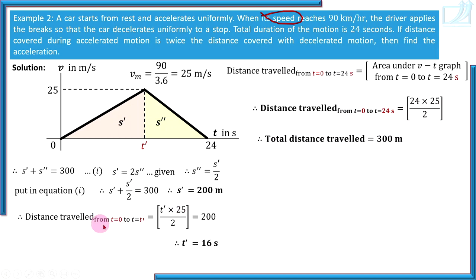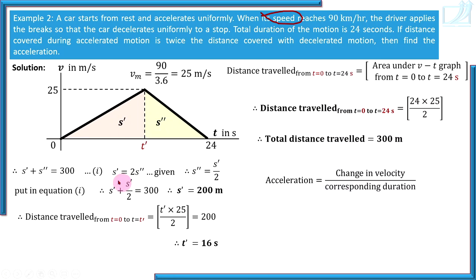In these calculations, what information have we used? Have you realized? Area under the v-t diagram is displacement, and area under the speed-time diagram is distance travelled. Now we are asked to find acceleration. This is important to understand. Acceleration is from 0 to t' seconds, and from t' seconds onward it is a retarded motion. So we'll focus on accelerated motion only.